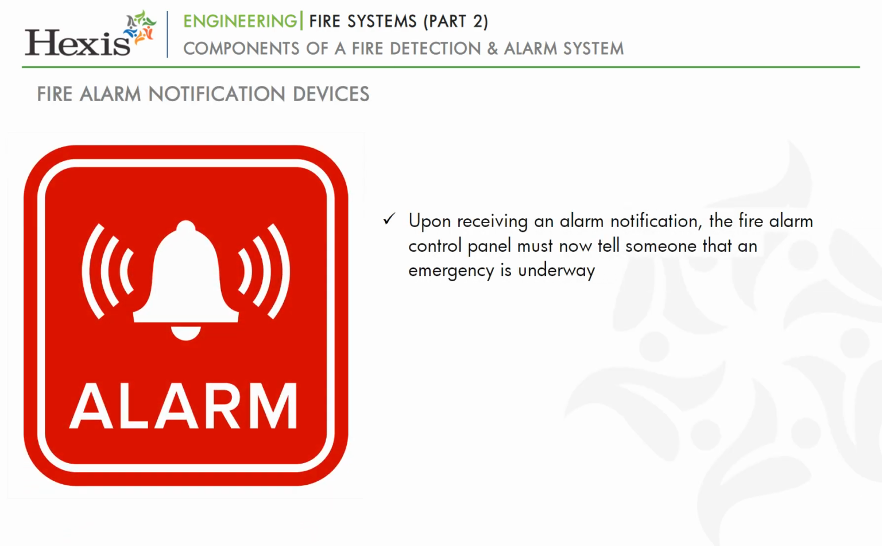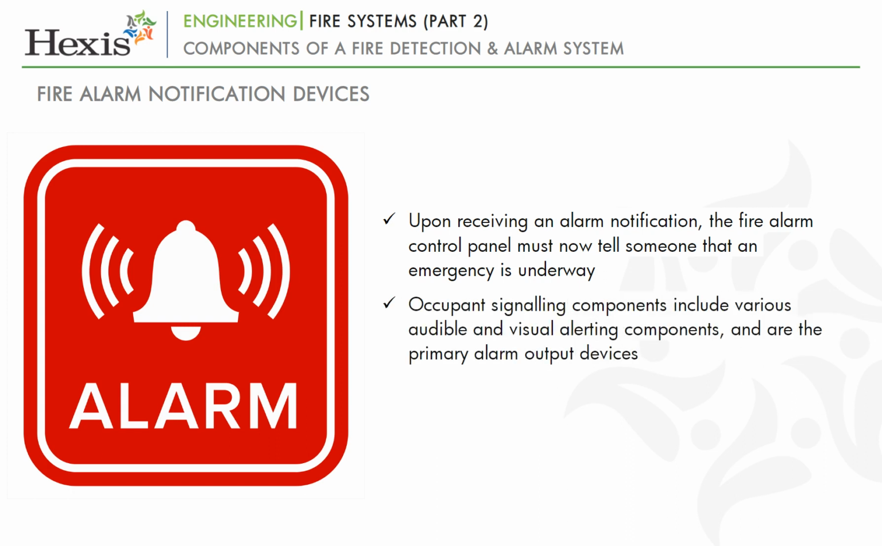Upon receiving an alarm notification, the fire alarm control panel must now tell someone that an emergency is underway. This is the primary function of the alarm output aspect of a system. Occupant signaling components include various audible and visual alerting components and are the primary alarm output devices.